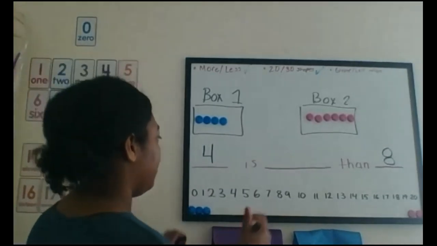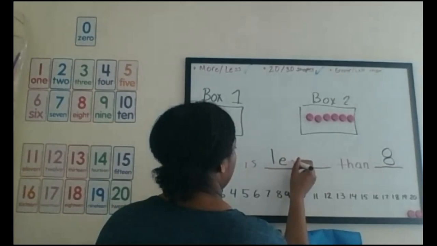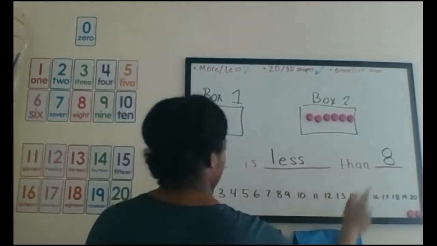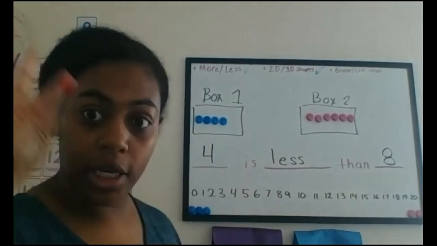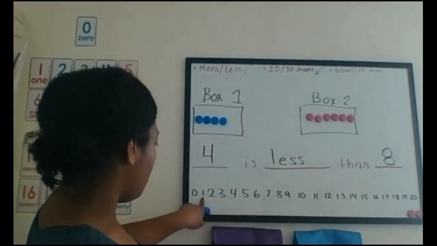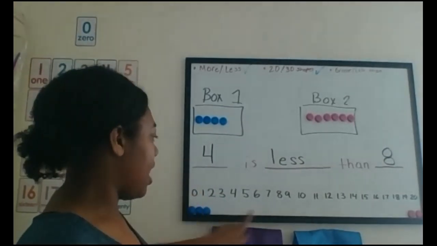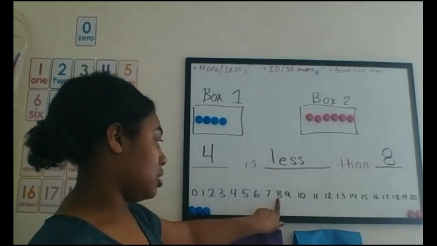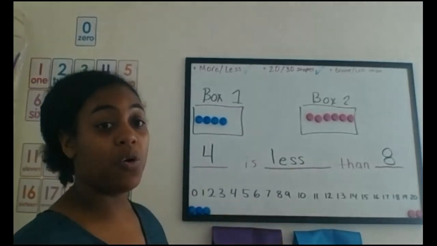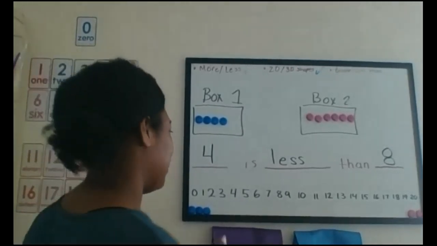Less. Excellent. If you said less, L-E-S-S, 4 is less than 8. You're absolutely correct. 4 is closer to 0, so that means that number is less. 8 is a little bit closer to 20 than it is 4. So 4 is less than 8. Let's get a new problem.